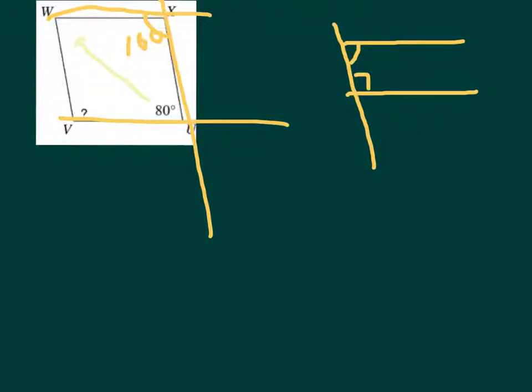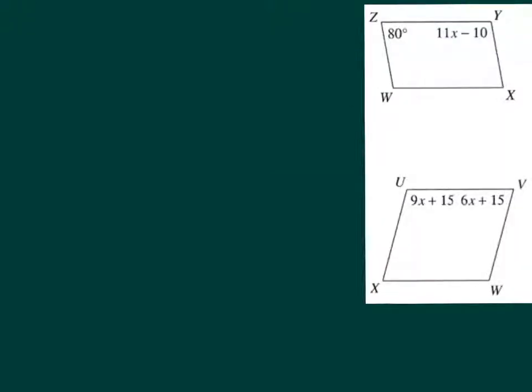If this is 80 on this corner, this would be 80 on this corner. If this is 100 on this corner, then this would be 100 on that corner. So remember that for our next problem. Here's our next problem. I'm going to call this example number 3A and B. So this is B.